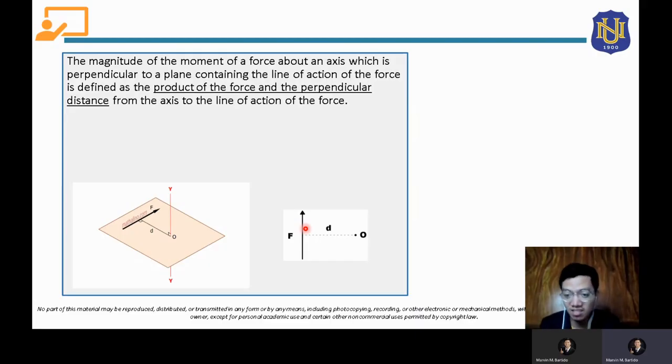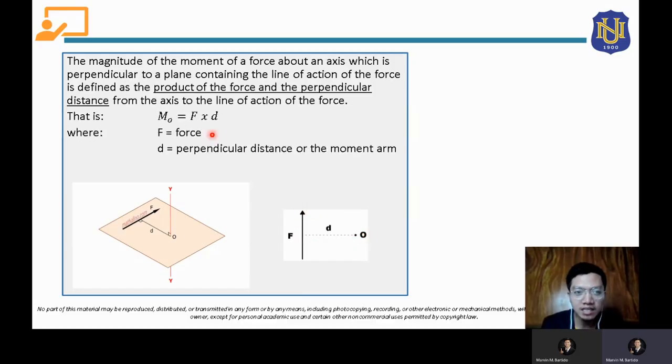Take note, it's not just a distance, it is a perpendicular distance. Meaning to say that distance should be perpendicular to the line of action of the force. If we want to measure the moment of this force about point O, it can be written as M sub O, wherein this subscript is the point where we are getting the moment. In this case, we want to find the moment of this force about point O. So that's why it is moment at point O, which is equal to the force times the perpendicular distance.